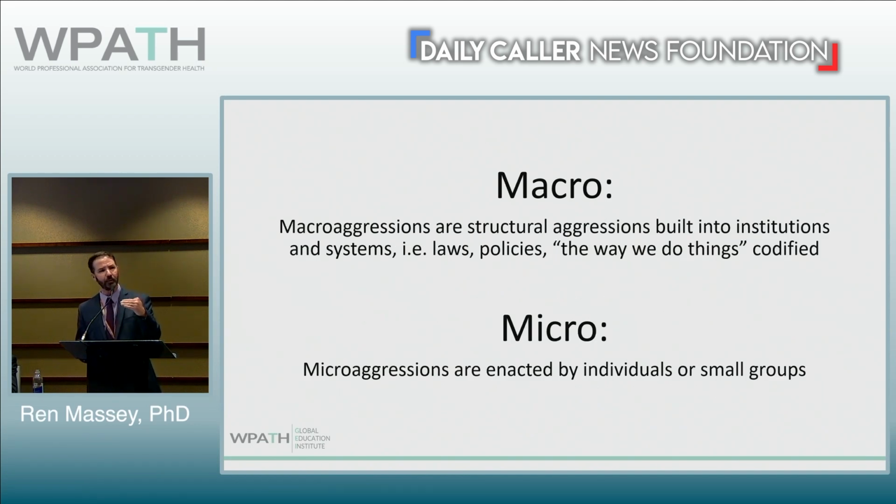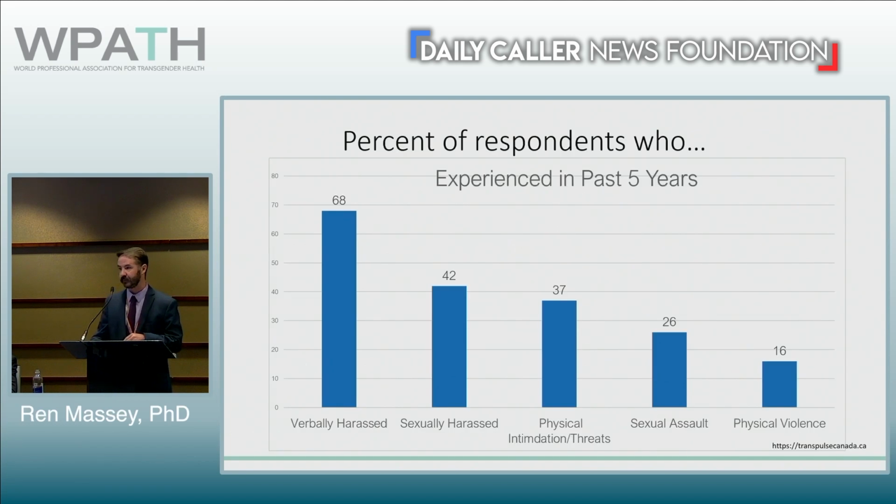So macro is when there's a systemic rule, a law, a policy that prohibits access to care, prohibits inclusion in events, access to bathrooms, etc. In the US, it used to be you can't serve in the military if you're trans. Microaggressions are on the individual level or small groups.